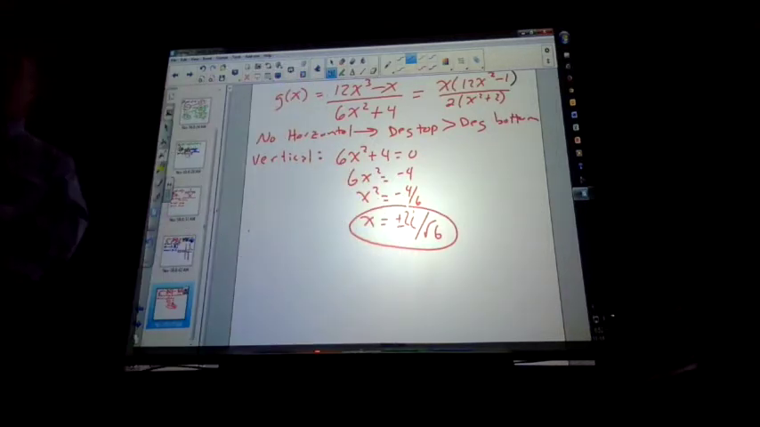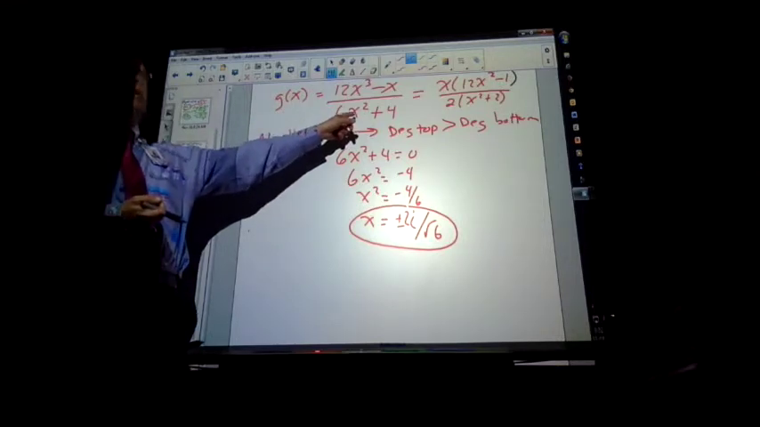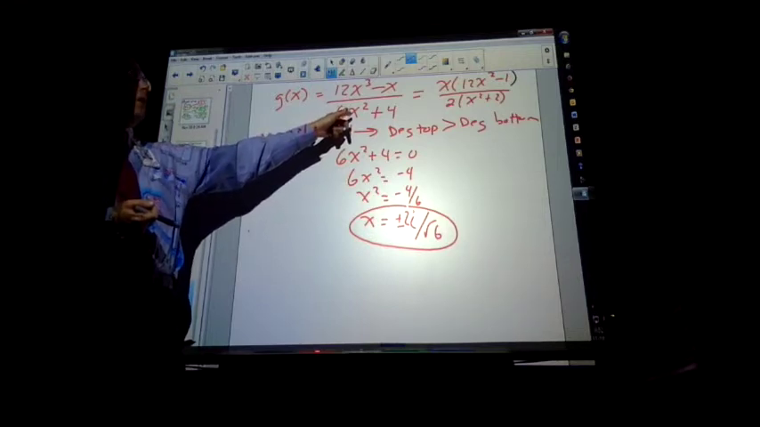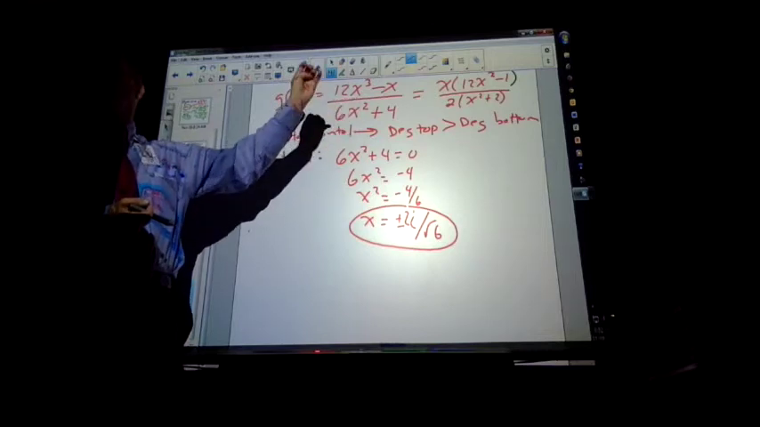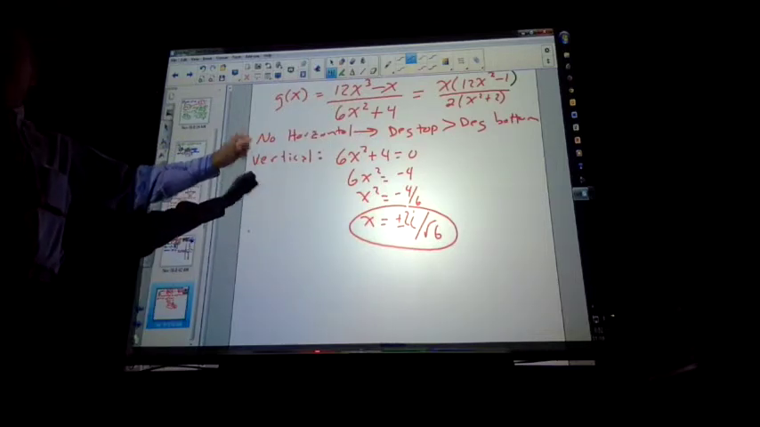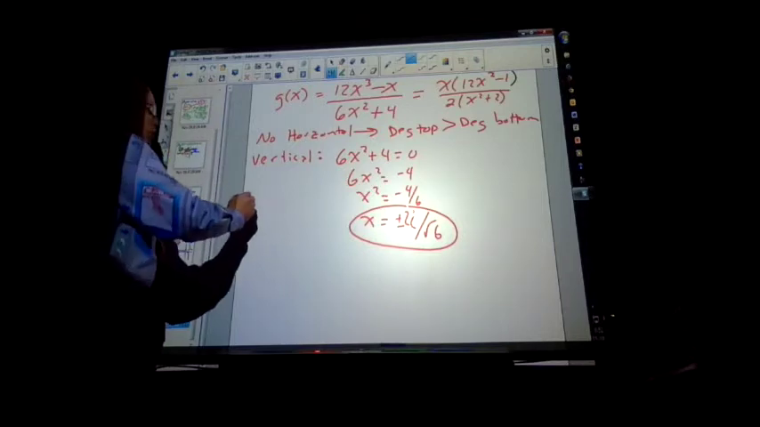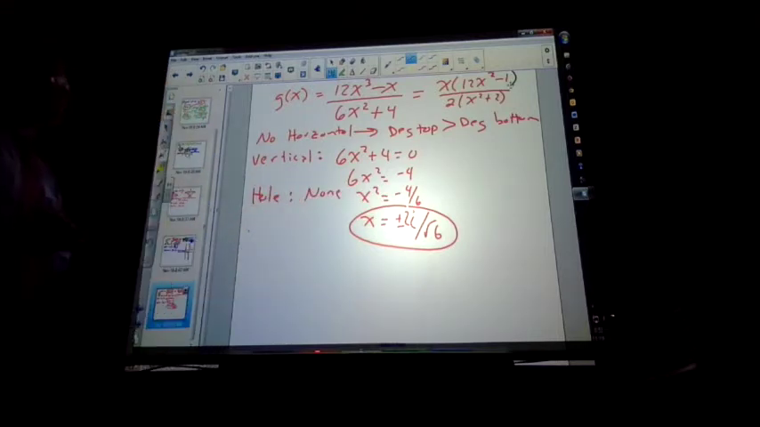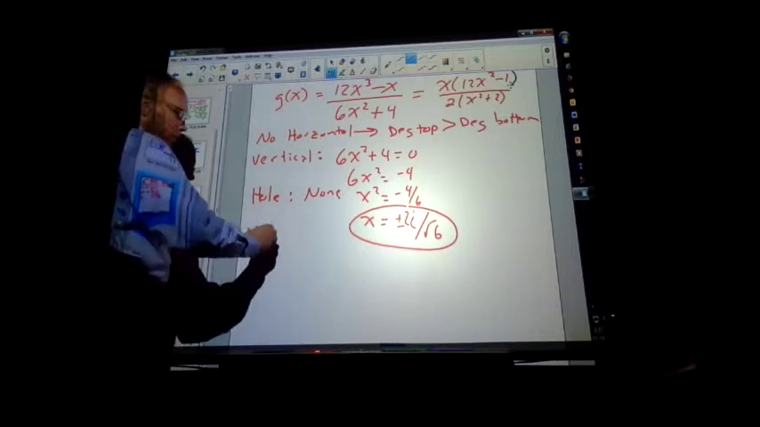What can you tell me about that? It's imaginary. Is there a number we can plug into the denominator that'll make it 0? Think about it. This is squared. No matter what I plug in, I'm going to get a positive number out. Even if I plug 0 in, 0 squared times 6 is 0, plus 4 is 4. I'm not going to have a vertical asymptote. I'm not going to have a horizontal asymptote. I don't have a hole because I didn't have the same binomial top and bottom. But I probably have an oblique asymptote.